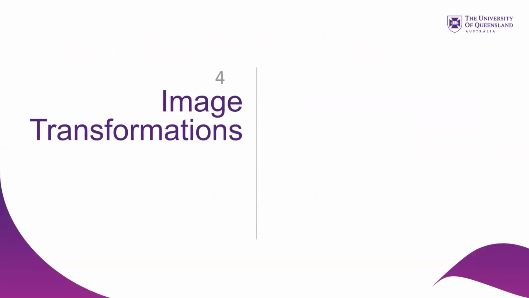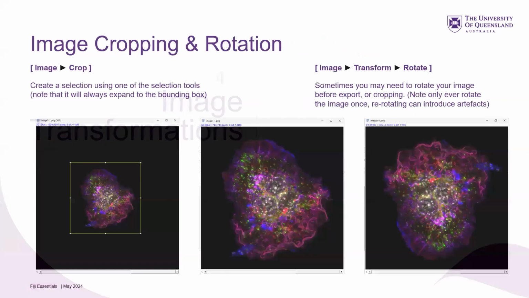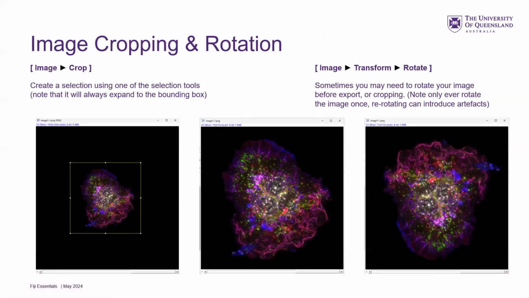Okay, so the next whole chapter is image transformations. Pretty basic things. You can do things like cropping. You can draw a selection and go Image, Crop, and then you end up with just that selection. This is often what people do when they're making their figures. You might crop right in and have a little inset for some little region that's interesting. No matter what shape you use, it'll always expand your selection to a bounding box. It's never going to crop into a round window for you.